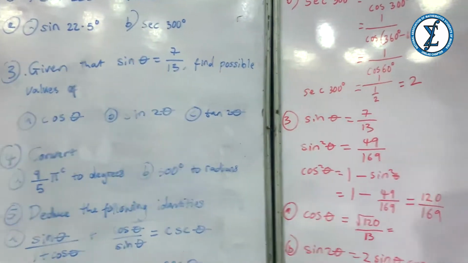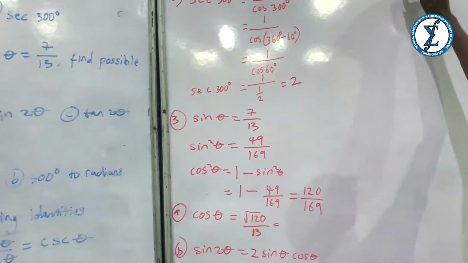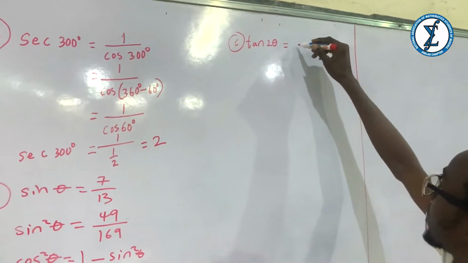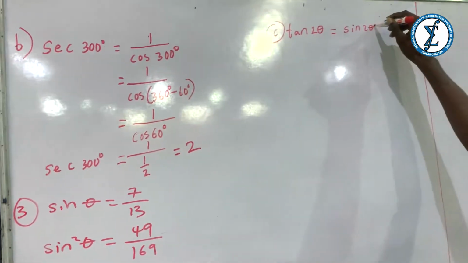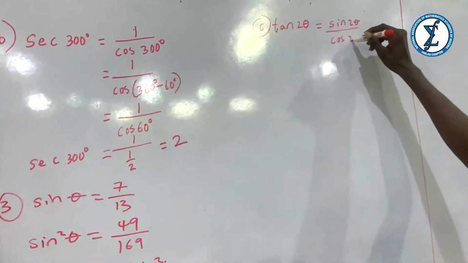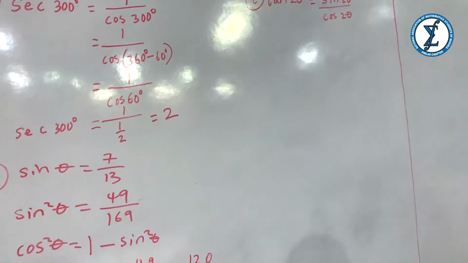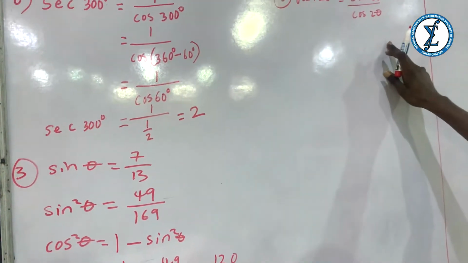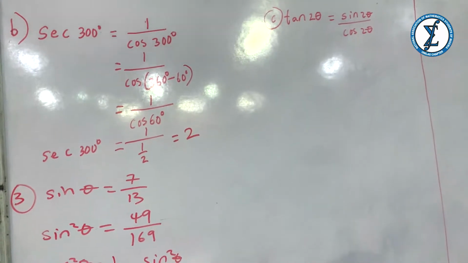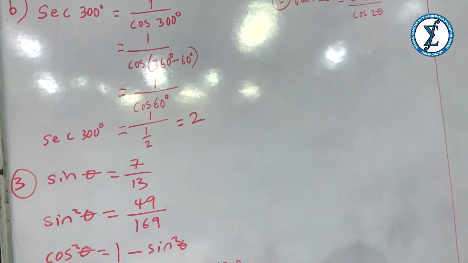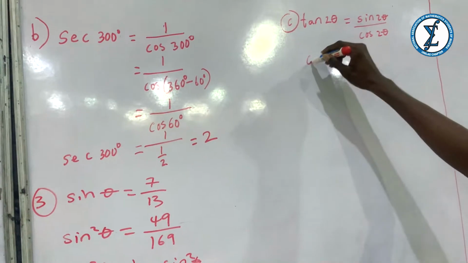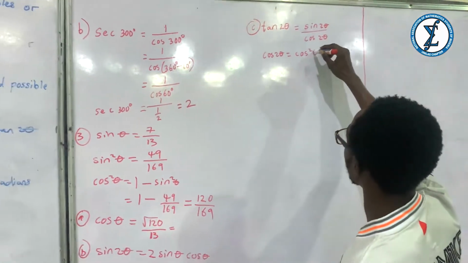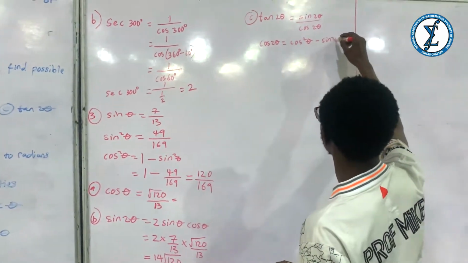Now 3c, we are to obtain tan 2 theta, tangent of 2 theta. And we recall that tan of 2 theta is equal to sine of 2 theta over cos of 2 theta. So we have sine 2 theta. So we just have to obtain cos 2 theta. Now we can also use the identity we have, and we know that cos 2 theta is equal to cos square theta minus sine square theta.